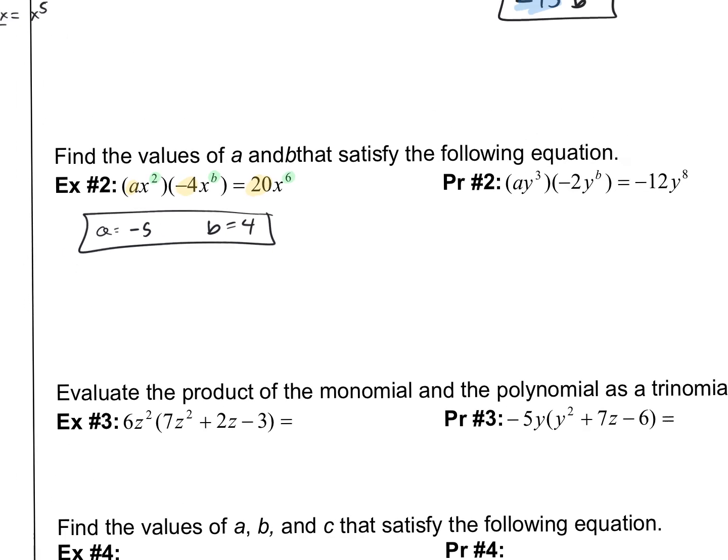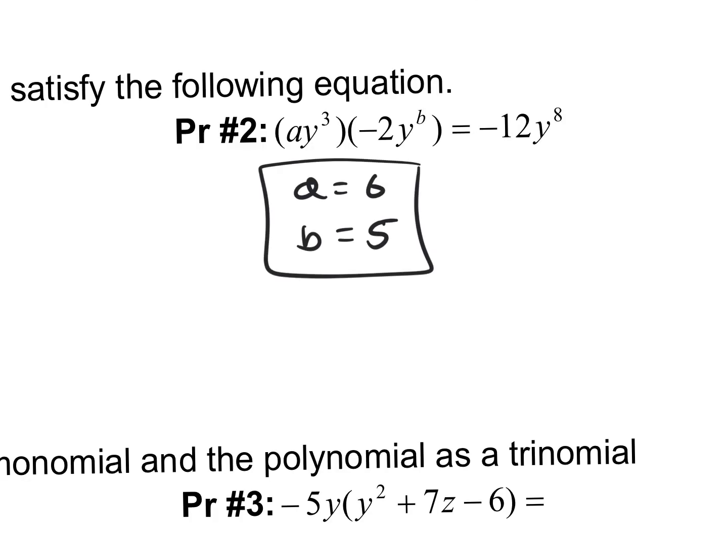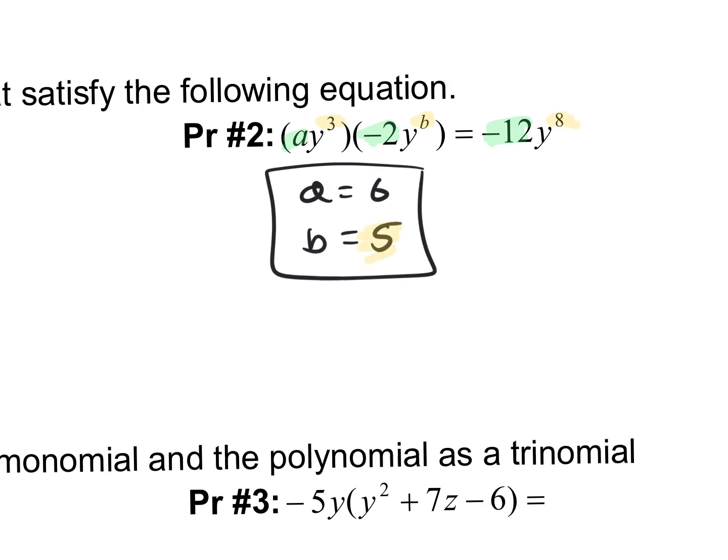So I want you to go ahead and try practice 2. Try that on your own. And again, check back with me when you're ready to check your work. All right, so hopefully you saw that a times -2 has to equal -12. Well, the only thing times -2 that makes -12 is positive 6. And then 3 plus what makes 8? It would have to be 5. All right, let's keep going with this.